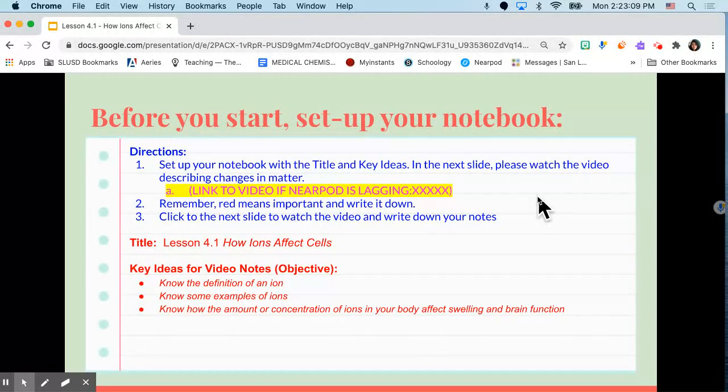Since this is our first lesson of the second half of the semester, a reminder that in the previous slide, in the directions, I had you write down the lesson number and the title. And these are the key ideas, or the main things you need to know from this video. So please make sure that in your notebook you have the title and these key ideas written down.